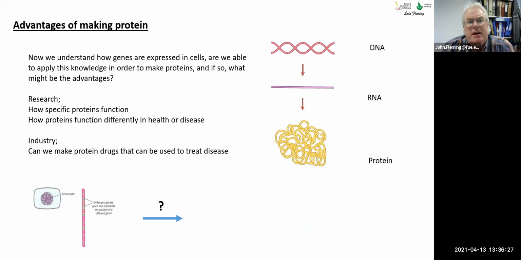So are there situations where we would want to make protein? Yes, now that we understand how genes are expressed in cells, there are situations where we wish to apply this knowledge in order to make proteins. So what might these advantages be? Well, certainly from a research point of view, if we can get proteins, or look at the expression of proteins within cells, it gives us a better and deeper understanding of the function of those proteins. It also gives an insight as to what happens if something goes wrong, if a cell begins to develop a disease.